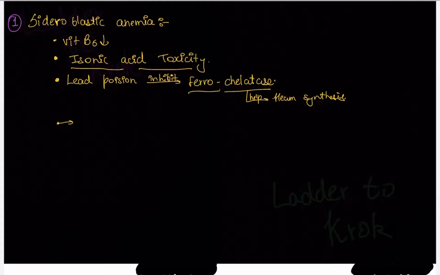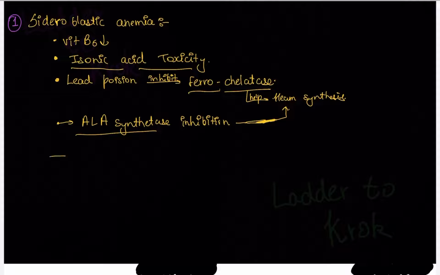And in sideroblastic anemia there is one more thing: ALA synthetase inhibition. This ALA synthetase is also an important enzyme in heme synthesis. Now in sideroblastic anemia there is accumulation of iron. Fe means iron. Accumulation of iron in the body.